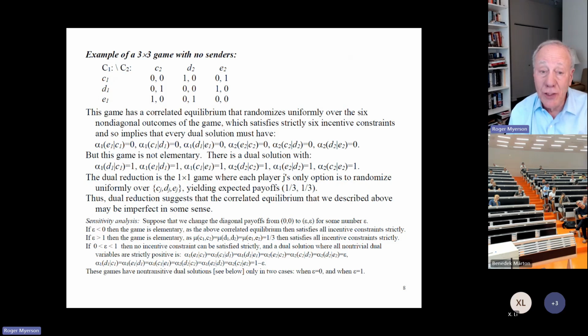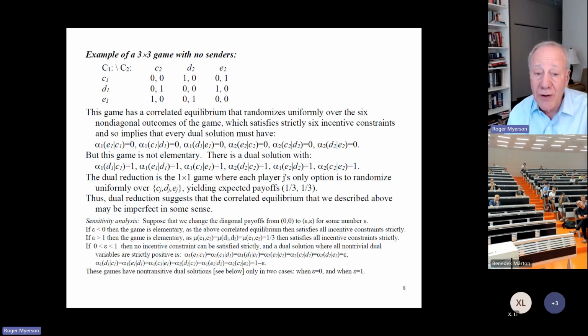But this game is not elementary. It has a dual solution where the clockwise directions have positive Lagrange multipliers. So the dual reduction is a 1x1 game where each player's only option is to randomize uniformly over C, D, and E, yielding expected payoffs, of course, of a third. So dual reduction suggests that the correlated equilibrium described above may be imperfect in some sense.